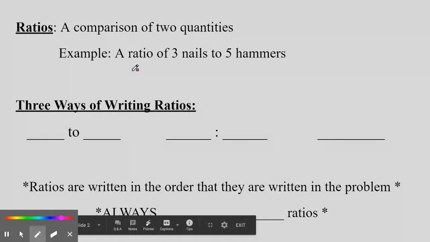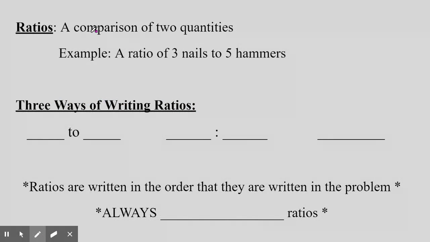All right, first of all, a ratio is a comparison of two quantities. So an example would be a ratio of 3 nails to 5 hammers. Sometimes you may just have some weird situations that we compare in that. Now, please write this down.